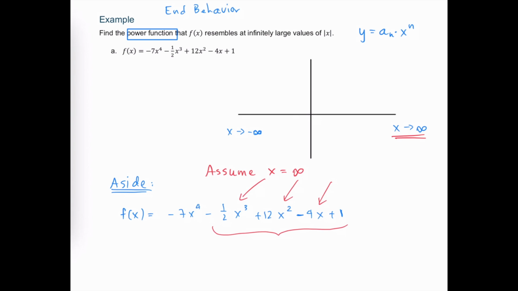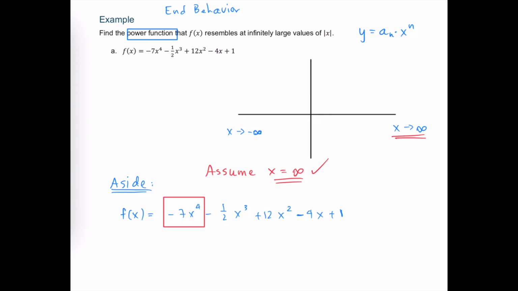As x gets infinitely large, 1 contributes a negligible amount to the output, and these terms are big, but infinity cubed is so much bigger than them that it dominates the output of this sum. So these terms added together begin to look more and more like negative 1/2 x to the cubed power. And finally, we're ready to talk about the leading term. When x is infinitely large, this leading term dominates the output of the function.